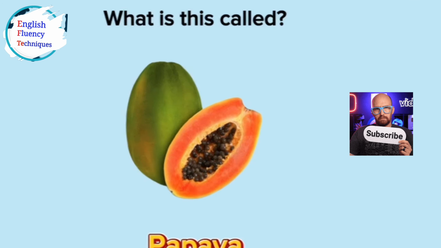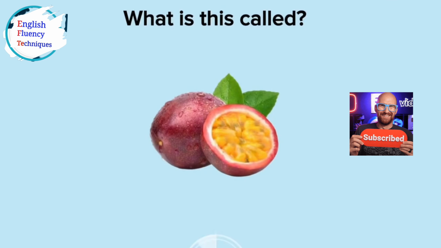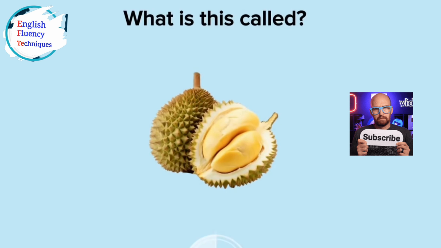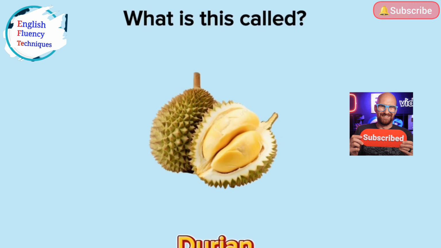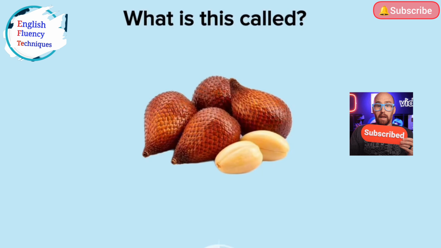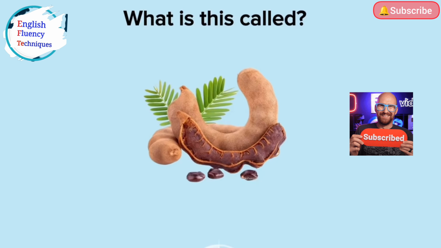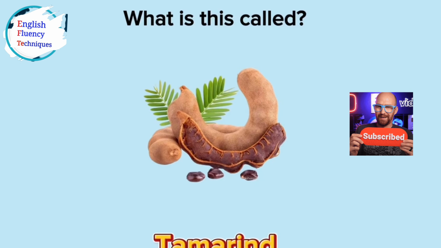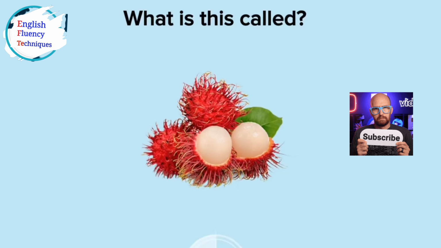What is this called? Papaya. What is this called? Passion fruit. What is this called? Durian. What is this called? Salak. What is this called? Tamarind.